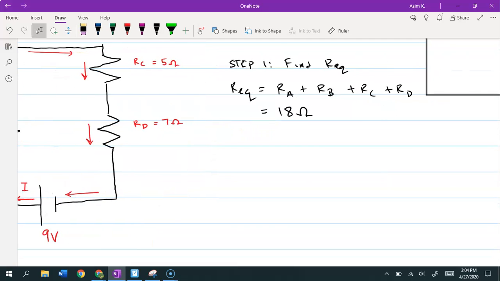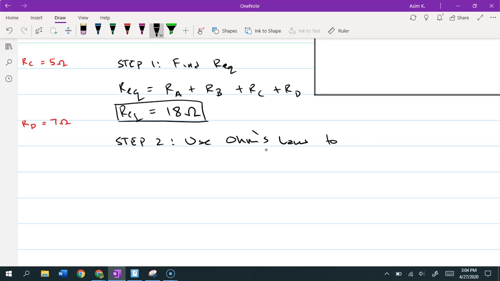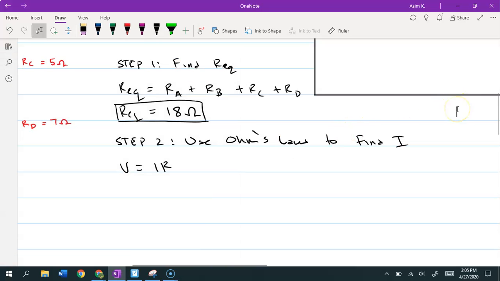Now, what do you do with that equivalent resistance? So this is step number 2. After you find the equivalent resistance is equal to 18 ohms, then you use Ohm's law, and you're using Ohm's law to find I. You want to find the current that is running through each one of these. Ohm's law says V is equal to IR. Now we can shuffle this around and say I is equal to V over R, like that.